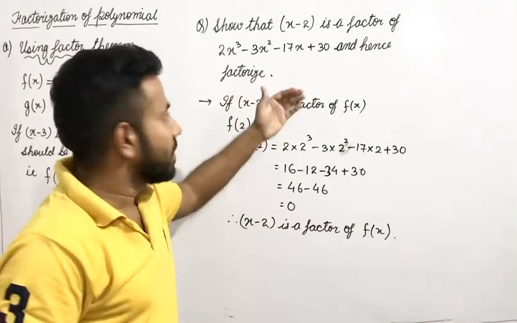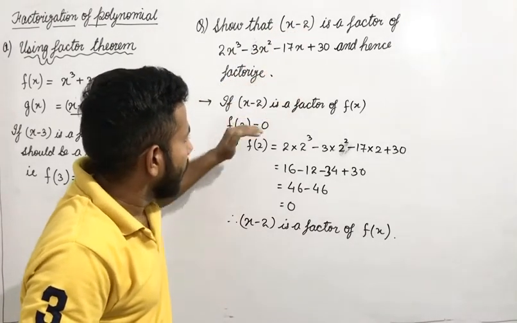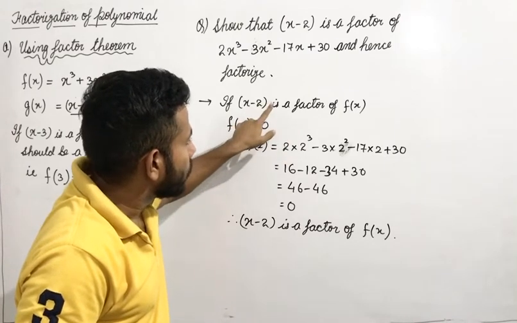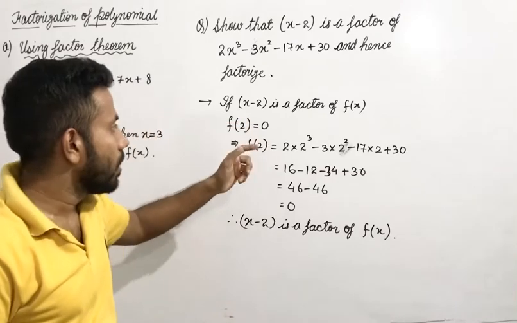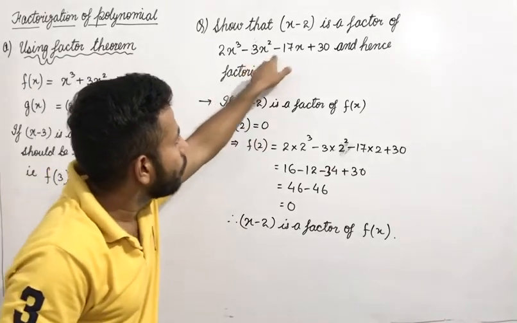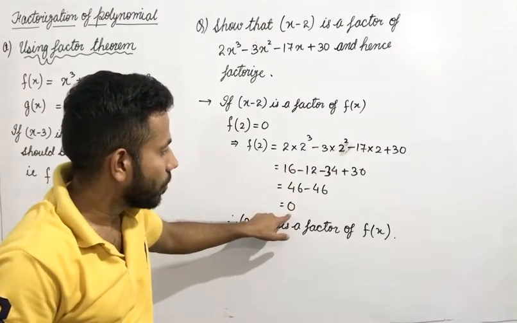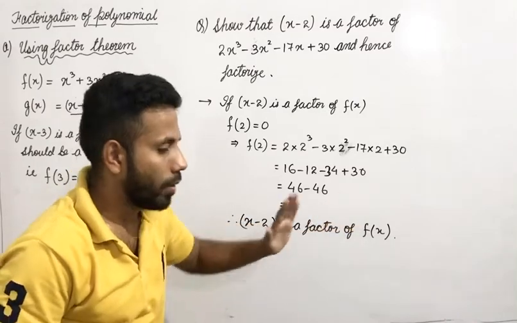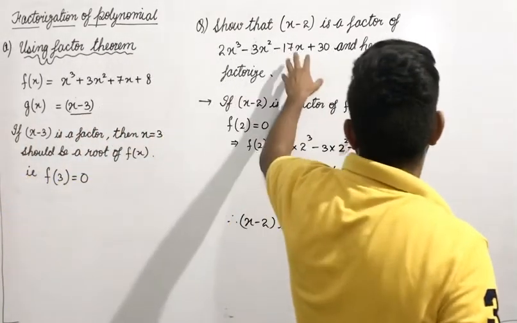What we have studied is, if x minus 2 is a factor of this polynomial, then x equals 2 should be a root. If x equals 2 is a root, then if you put 2 in this polynomial, it should come 0. We have put 2 in this polynomial and the value is 0. It means that x minus 2 is a factor of this polynomial.